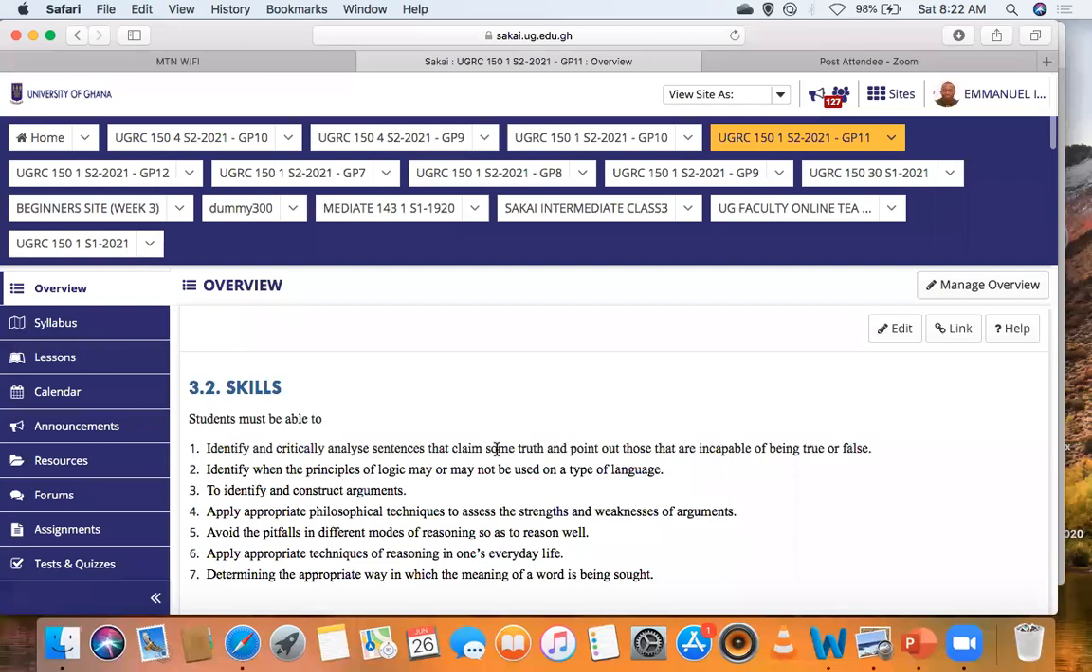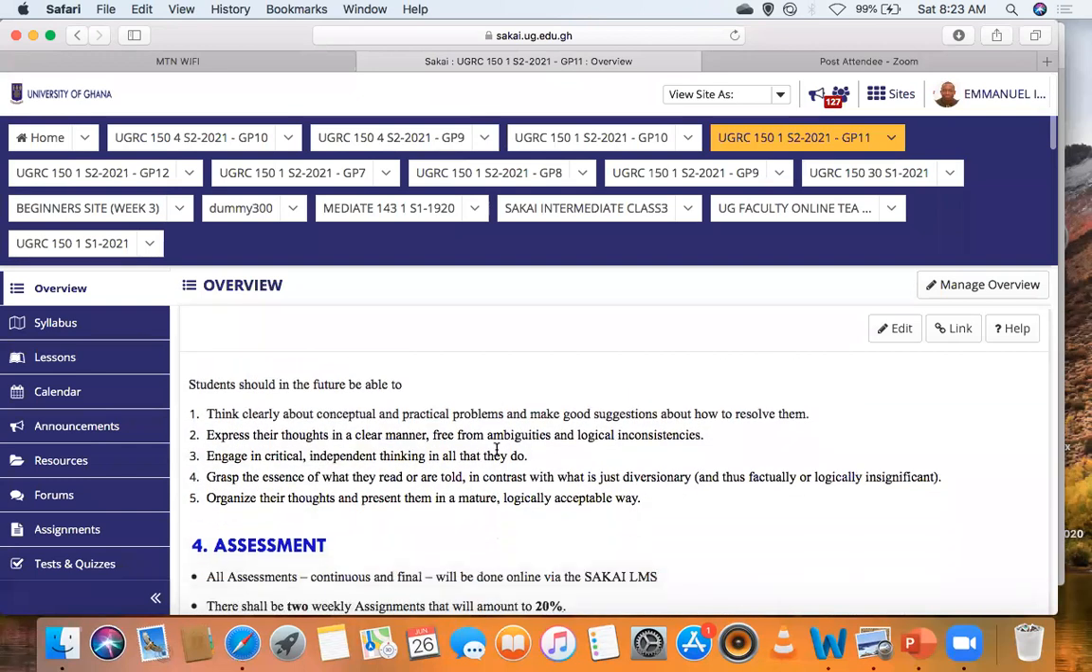And then we want to also be able to identify and construct arguments. When you are given a passage and you are asked to identify the parts of the passage that are arguments and the parts that are not arguments, the question is whether you'll be able to do so. So this course will teach you how to identify arguments within passages and then know the ones that are not arguments. So it goes, the rest. You can read this later on.